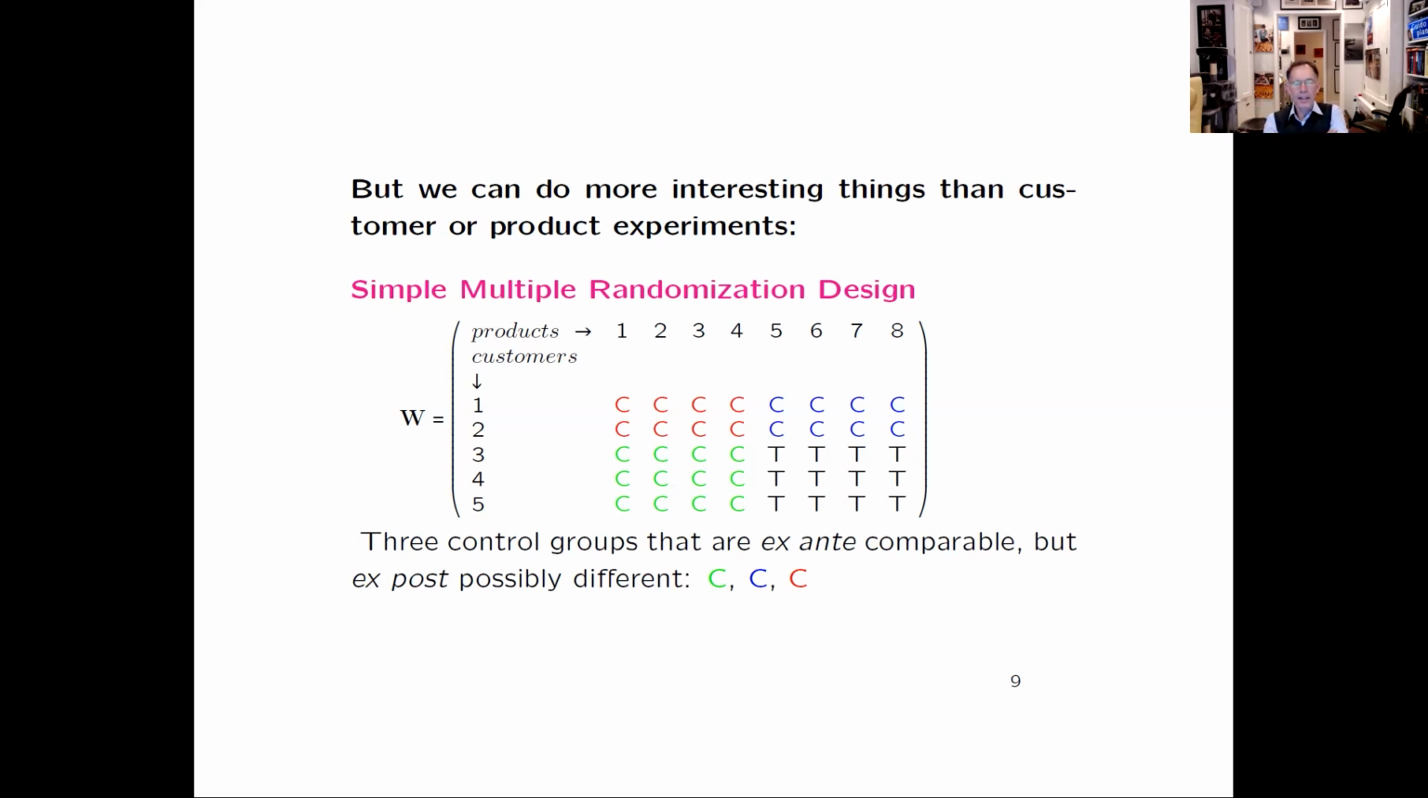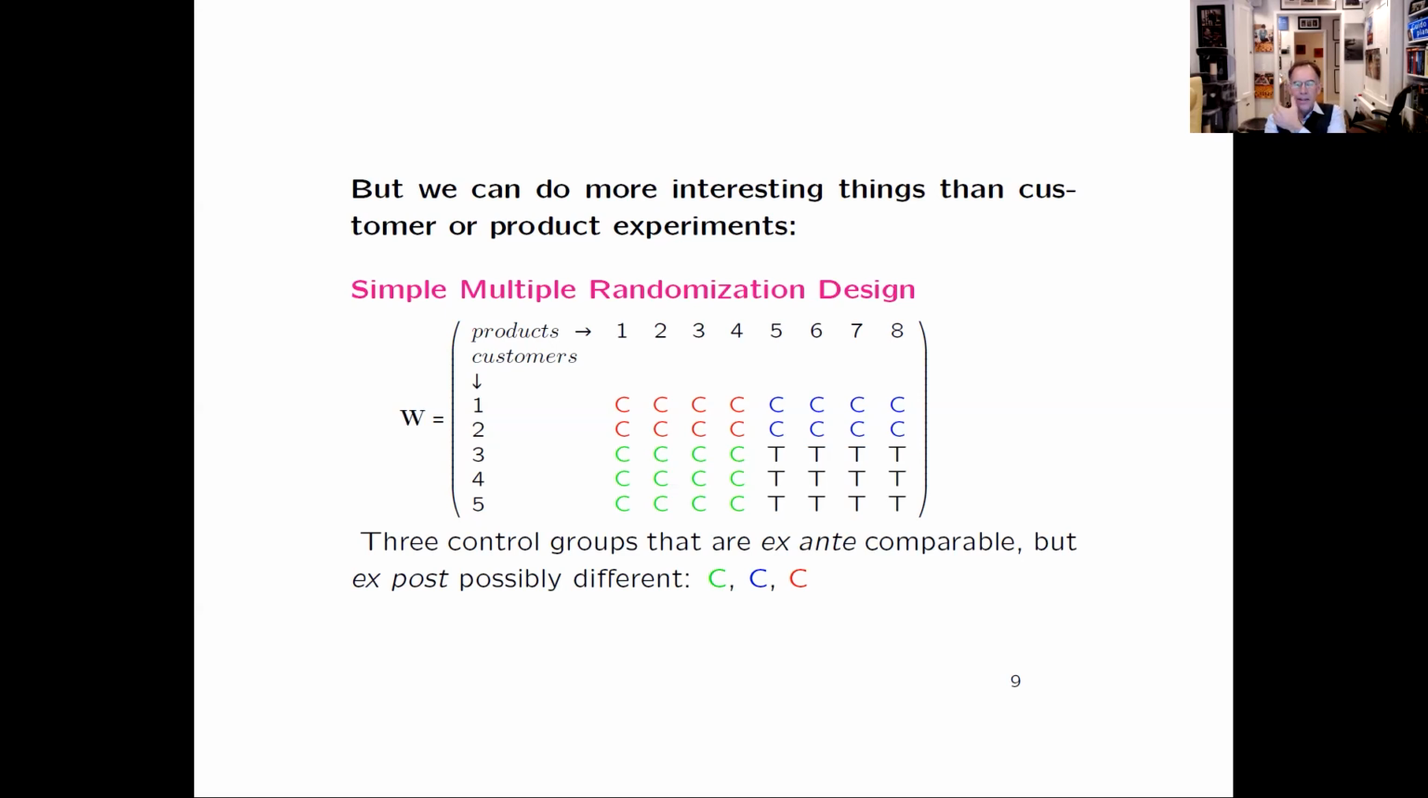So here we get these 3 sets of control pairs: the green ones, customers 3 through 5 for products 1 through 4, the red ones, customers 1 and 2 for products 1 through 4, and the blue ones, products 5 through 8 for customers 1 and 2, that are ex ante comparable, but ex post have different outcomes. If we look at the green ones, the customers 3 through 5 for products 1 through 4, they may be affected by the fact that for other products, these customers were exposed to the treatment.